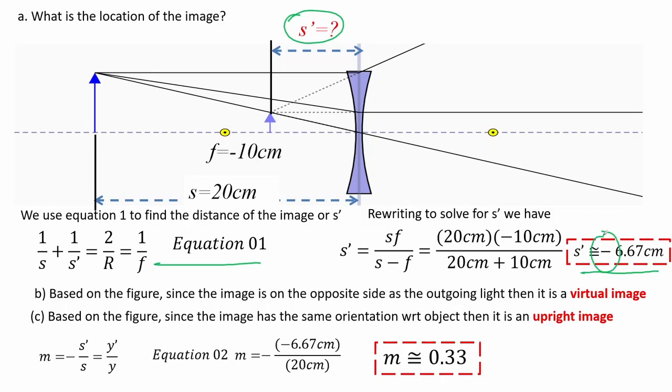For letter B, based on the figure, since the image is on the opposite side as the outgoing light, then it is a virtual image. And for letter C, based on the figure, since the image has the same orientation with respect to the object, then it is an upright image. Using equation 2, we find the magnification of the thin diverging lens is about 1/3, which would result in a reduced size image, and this agrees with our drawing.